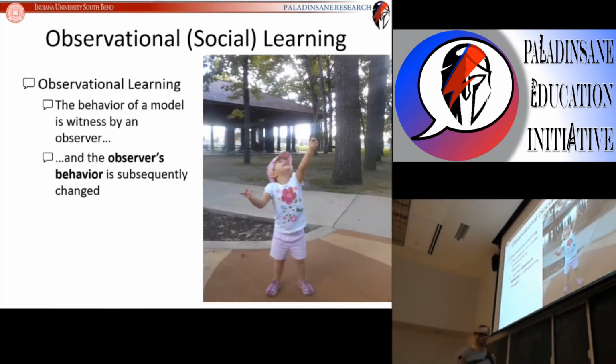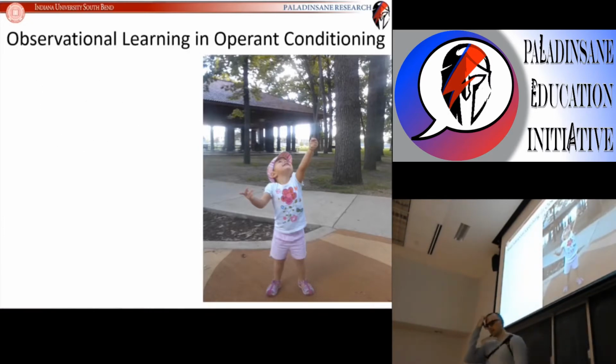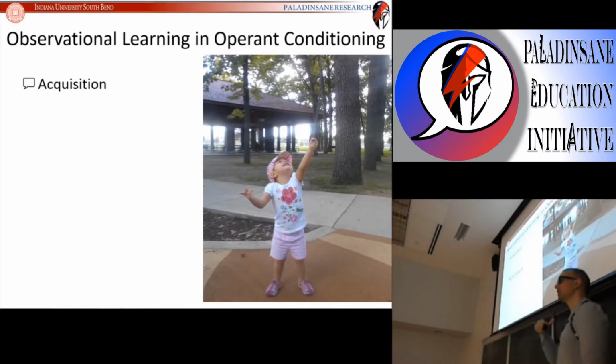So it's a different form of learning. It's not classical conditioning. It's not operant behavior. There's not necessarily reinforcement. It's just simply looking at a model do something, and then you yourself do that particular behavior. So we took a look at factors that affect acquisition and performance in observational learning.